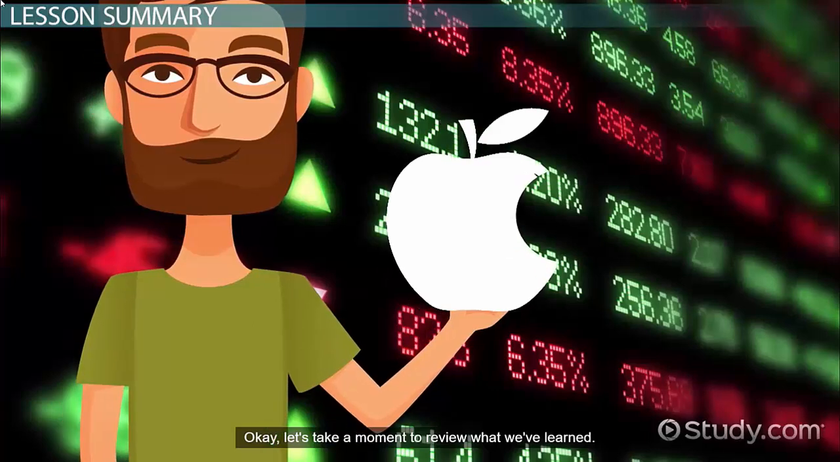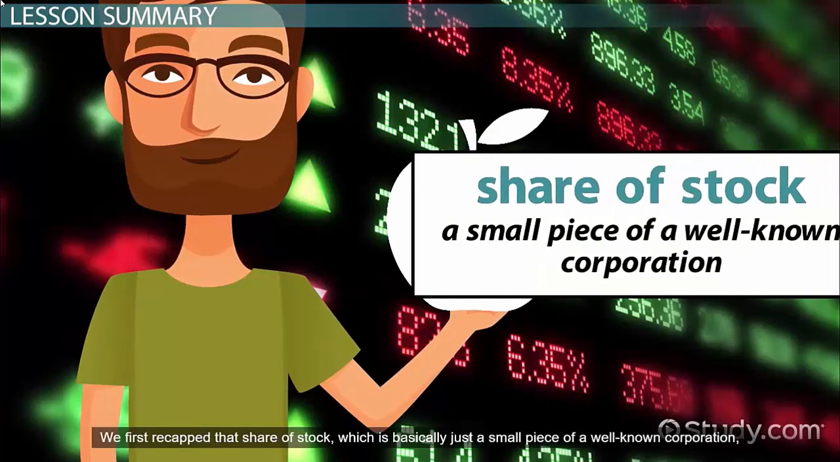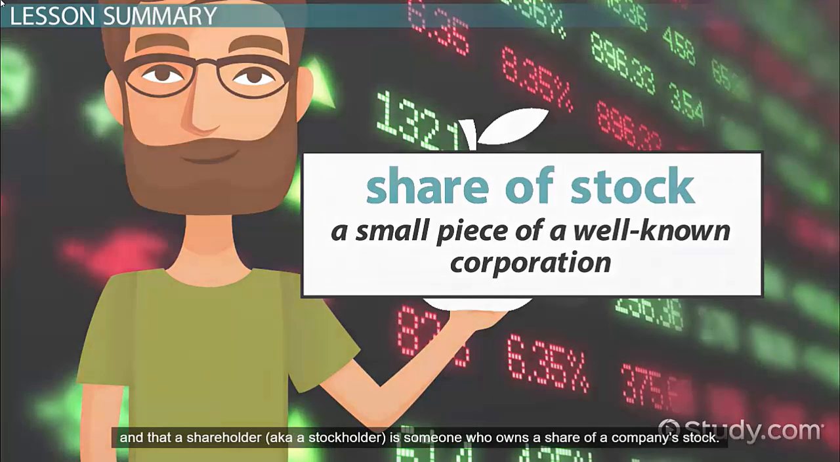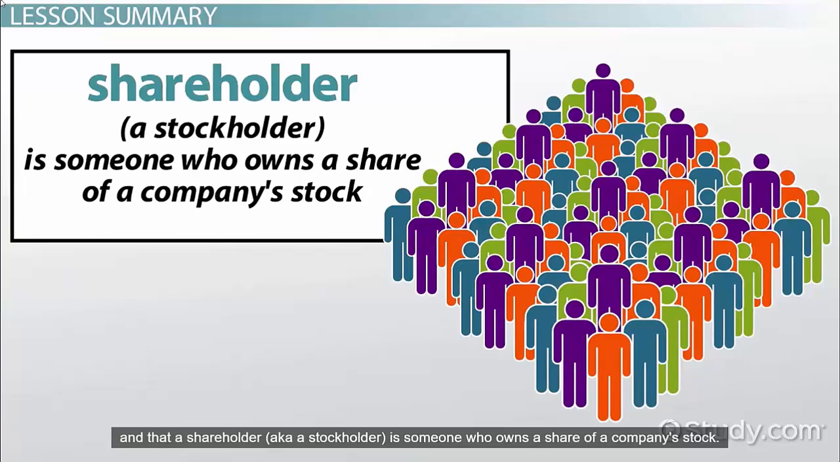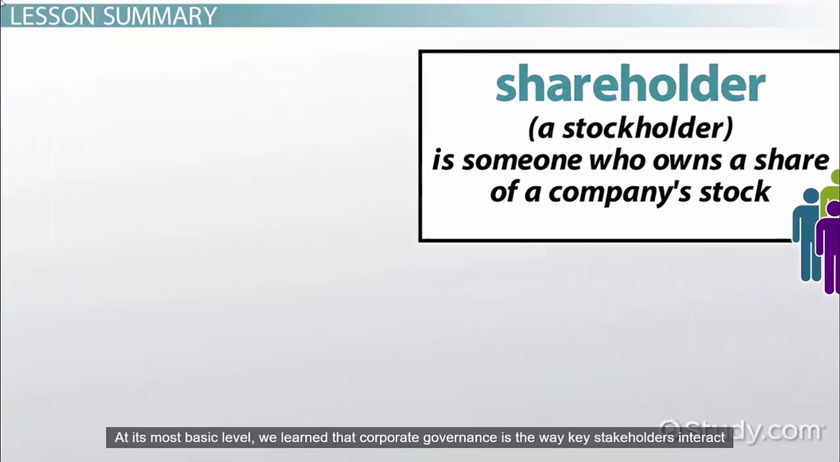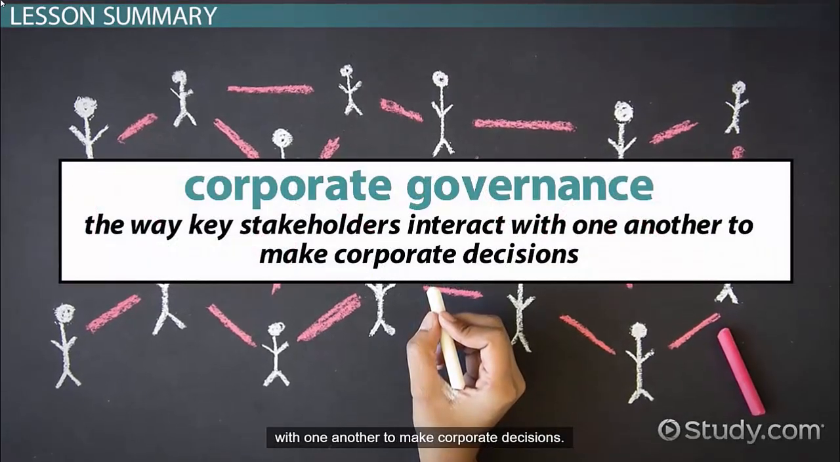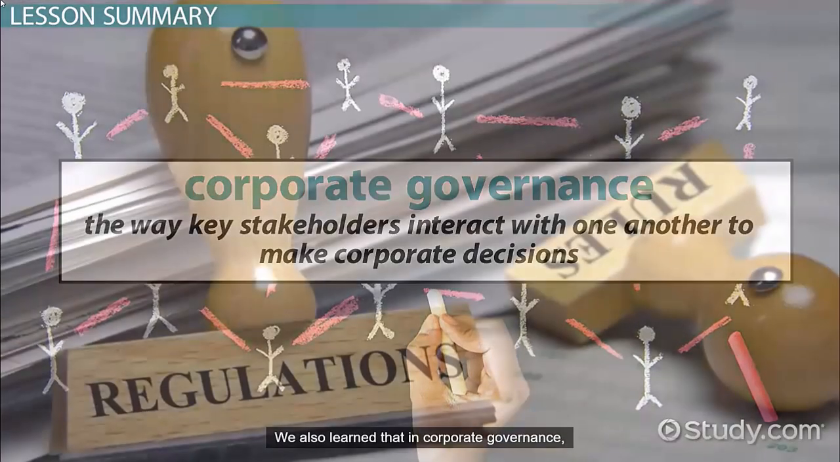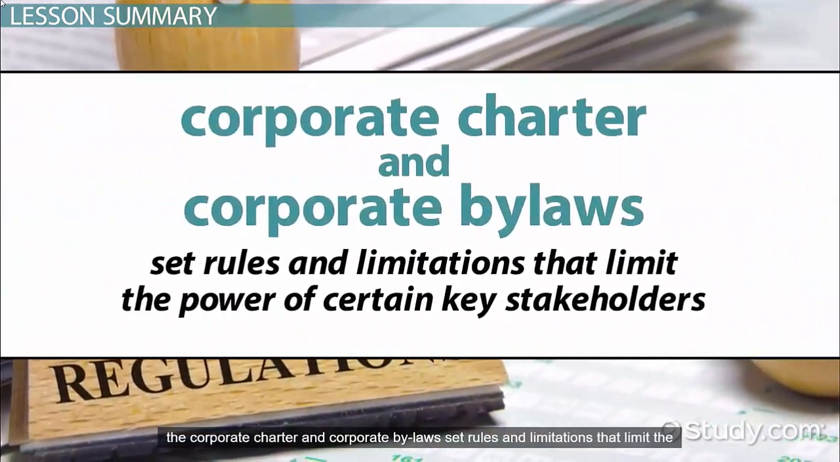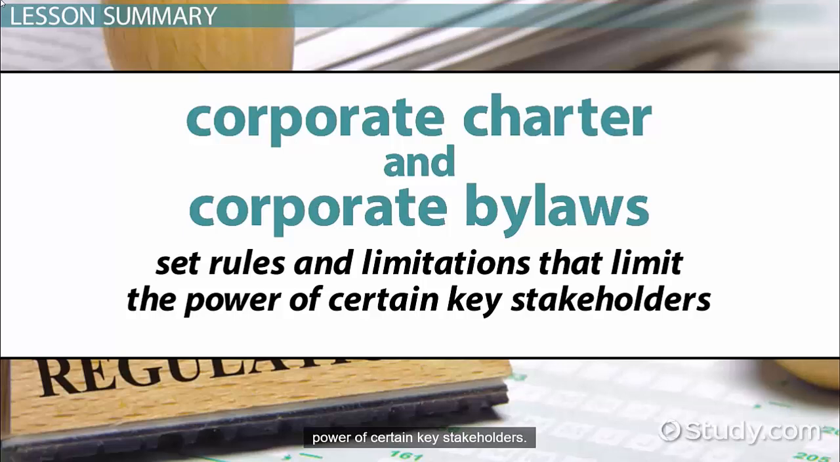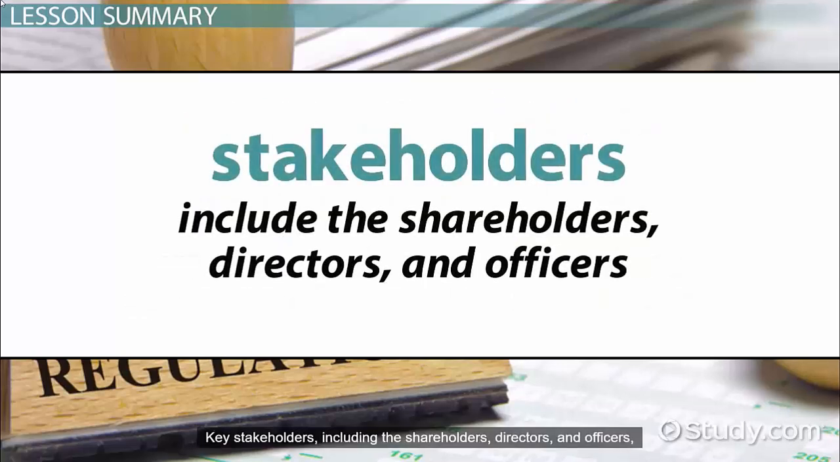Okay, let's take a moment to review what we've learned. We first recapped that a share of stock is basically just a small piece of a well-known corporation, and that a shareholder, aka a stockholder, is someone who owns a share of a company's stock. At its most basic level, we learned that corporate governance is the way key stakeholders interact with one another to make corporate decisions. We also learned that in corporate governance, the corporate charter and corporate bylaws set rules and limitations that limit the power of certain key stakeholders. Key stakeholders, including the shareholders, directors, and officers, must function within these corporate rules and limitations.